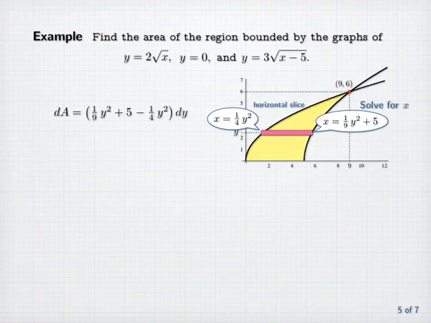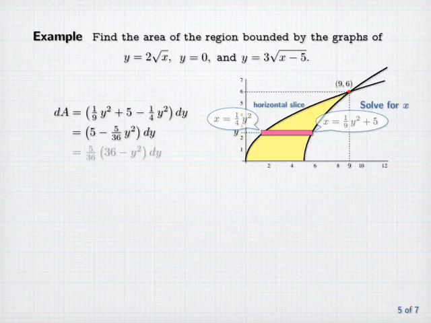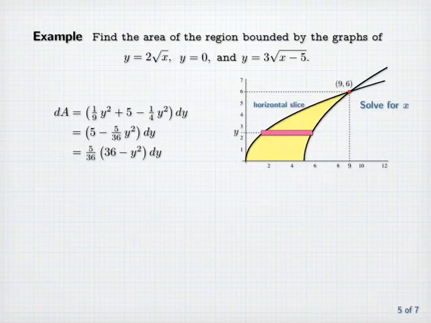Now let's simplify that a bit. 1/9 minus 1/4 ends up being 5/36. Let's also go ahead and factor out 5/36 so that we have 5/36 times 36 minus y squared dy. Now y coordinates in our region extend from y equals 0 to y equals 6, so that's the interval over which we want to integrate dA. So the area is the integral from 0 to 6 of 5/36 of 36 minus y squared dy.